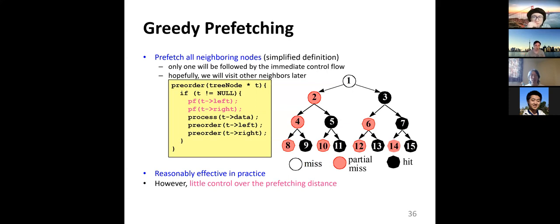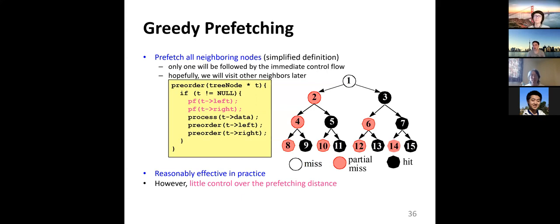What does that mean? Well, here it might take 300 cycles until I reach here, here it might be 50, here it might be 70. I literally have no control over how far ahead it is going to happen. So I might easily pollute the cache or not be aggressive enough. I have very little control over what's going on. Does it make sense?